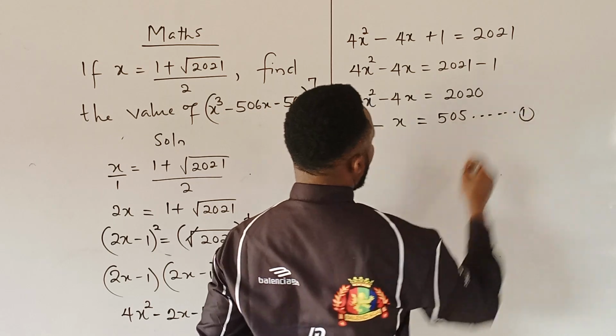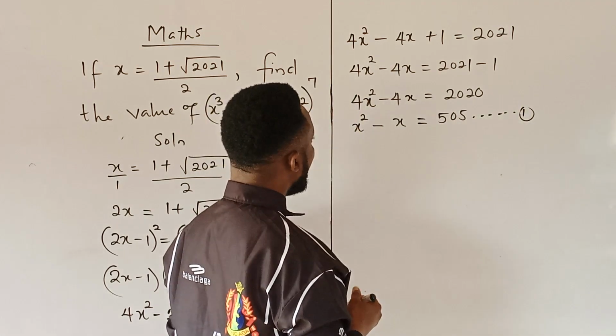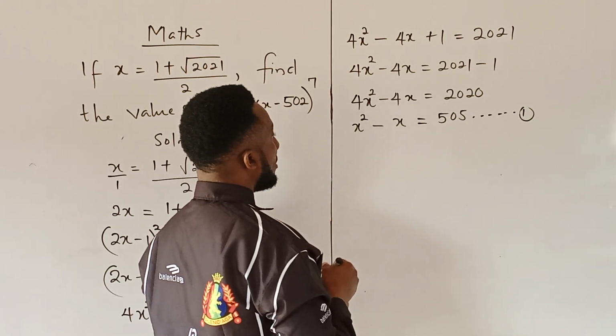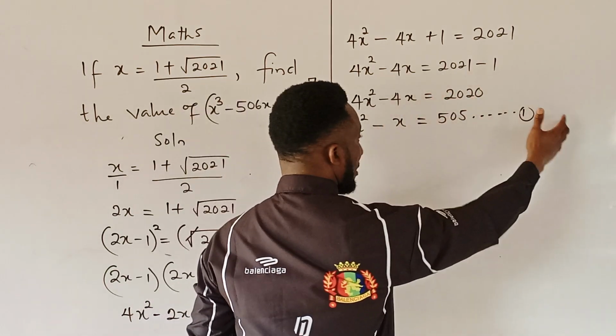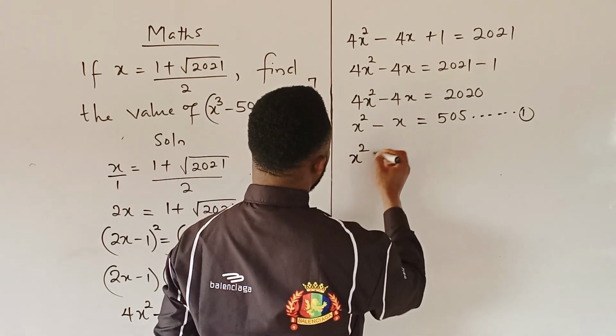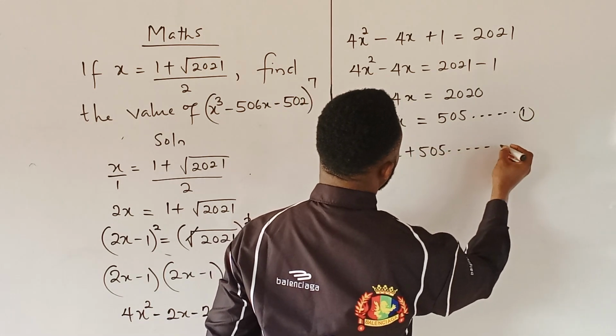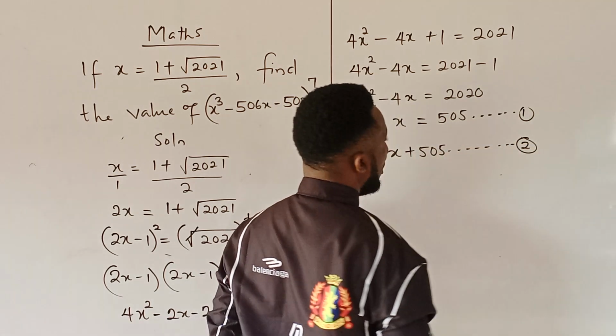Then another thing I will do again is to try to make s squared stand alone because I need it. So I have to take negative x to the right. It will become a positive. I'll then write s squared equal to s plus 505. I will call this one equation number 2.